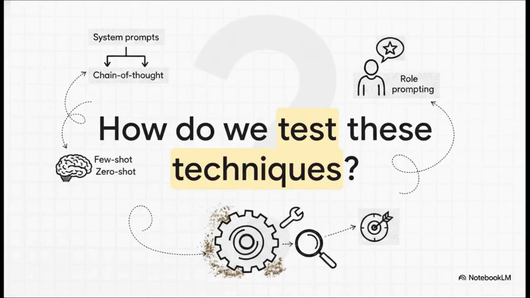Okay, so we've got all these amazing frameworks in our toolkit now: system prompts, zero shot, few shot, role prompting, chain of thought, the whole shebang. But that leaves a massive, glaring question staring us right in the face. How do we actually test these techniques in the real world? Because, let's be honest, theory is great, but application is everything. It is time to pivot and get our hands dirty.